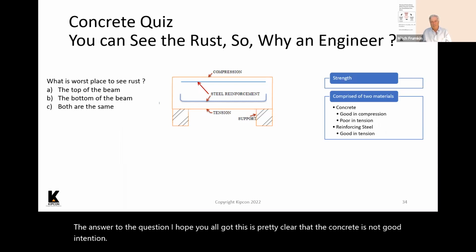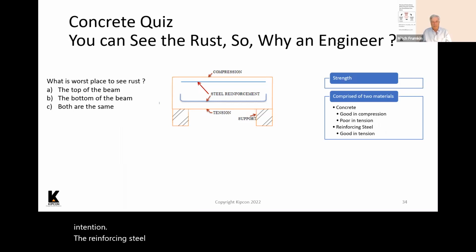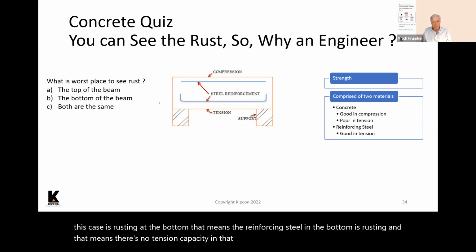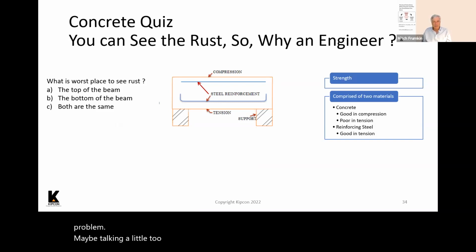The reinforcing steel is needed to provide the strength you need in tension. So if the beam in this case is rusting at the bottom, that means the reinforcing steel in the bottom is rusting, and that means there's no tension capacity in that beam, and it can create a structural problem. I may be using too many engineering terms, but I think you get it.